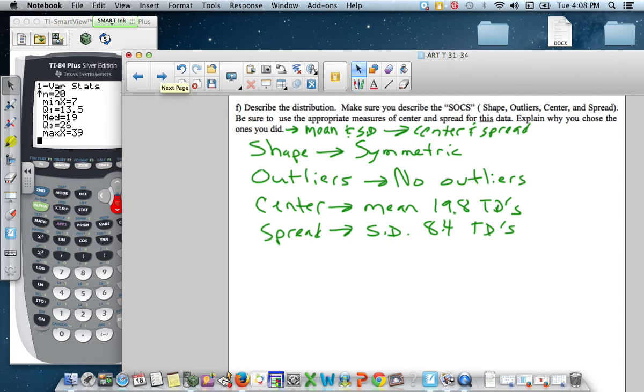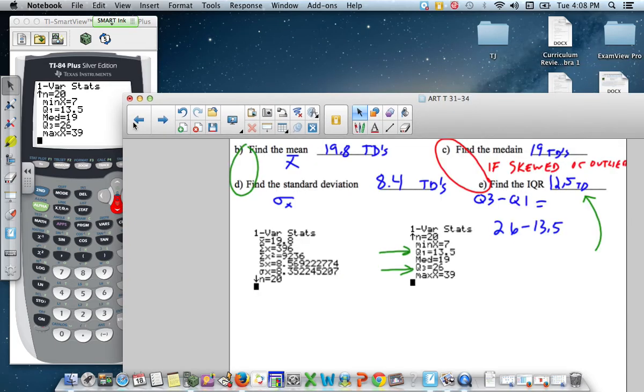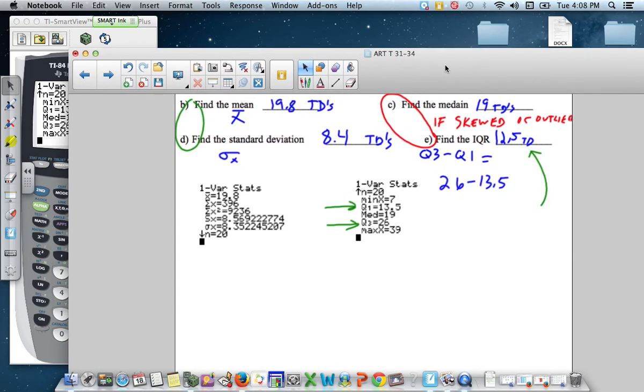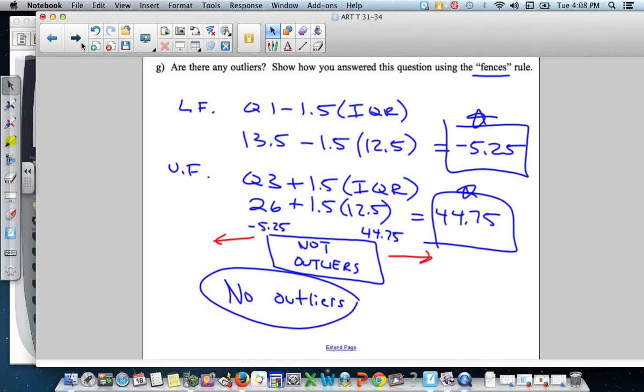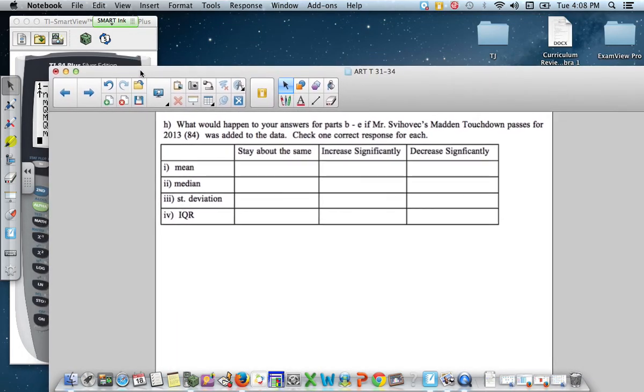The reason we wouldn't use the mean and standard deviation if it were skewed or there were outliers is because skewedness and outliers unfairly draw the mean towards them, or towards the direction they're skewed, or towards the outlier, and they unfairly inflate the standard deviation. So those wouldn't be as good of measurements. And that's why it makes sense here for this last one, H.